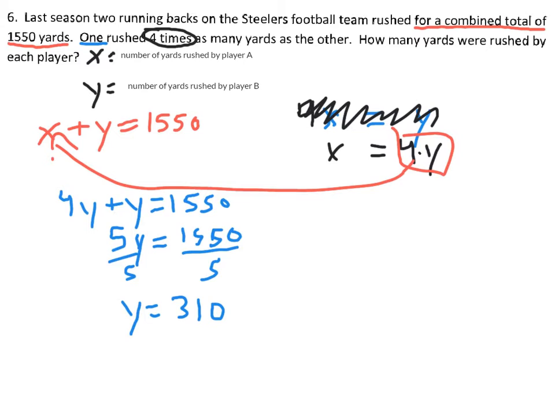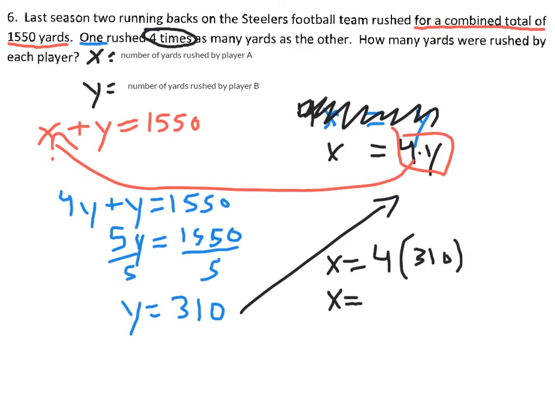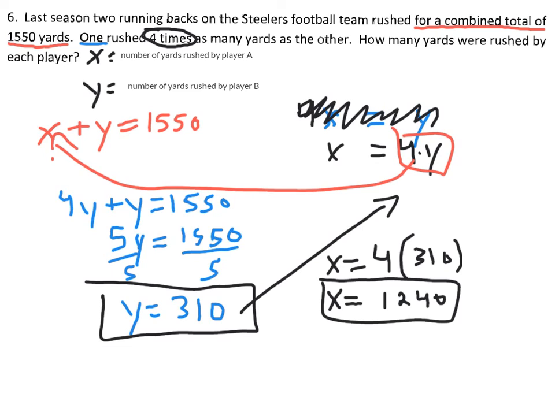So Y, player B, rushed for 310 yards. Then you can take either equation. I'd probably use this one, because all we do is we say X is 4 times Y, but Y is 310. So then X is 1,240 yards. And your X and Y may be different if you chose Y to be player A and X to be player B. But those would be your two numbers.